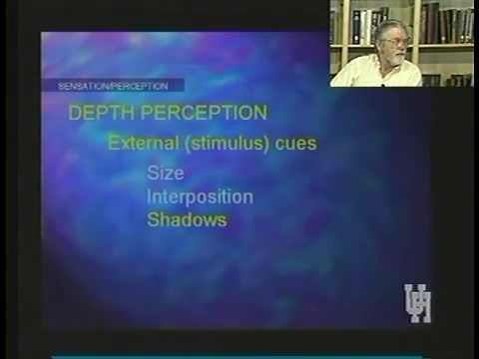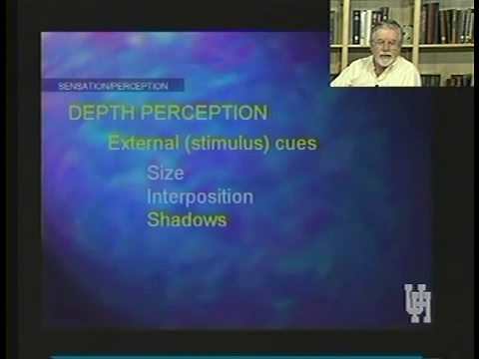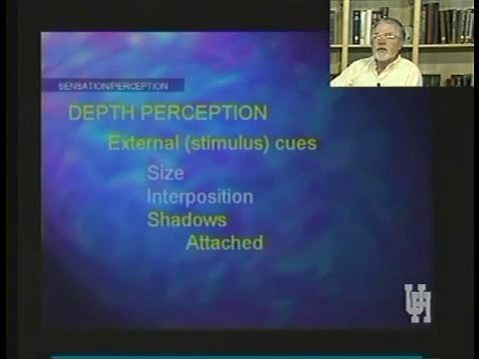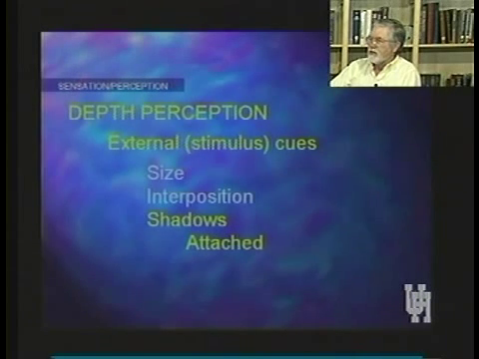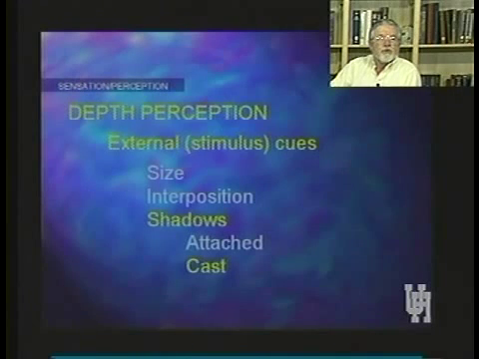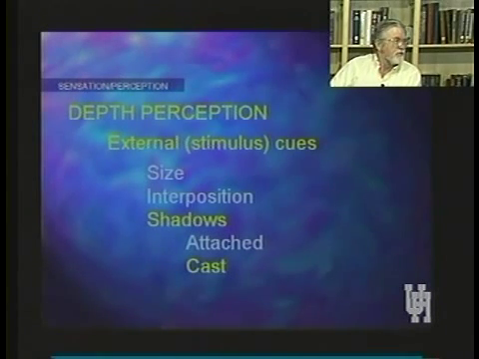Shadows turn out to be very important pieces of information for you and I in terms of judging the size and depth of an object. There are actually two different classes of shadows that we can talk about. One is what are known as attached shadows. Those are shadows that are directly attached to the object we're trying to judge. And the other is what are called cast shadows, those that are cast by the object itself.